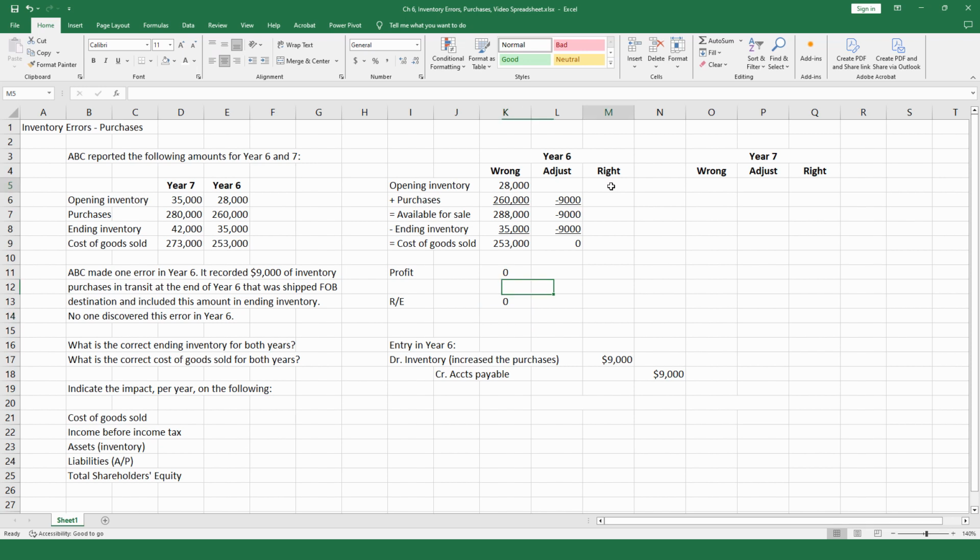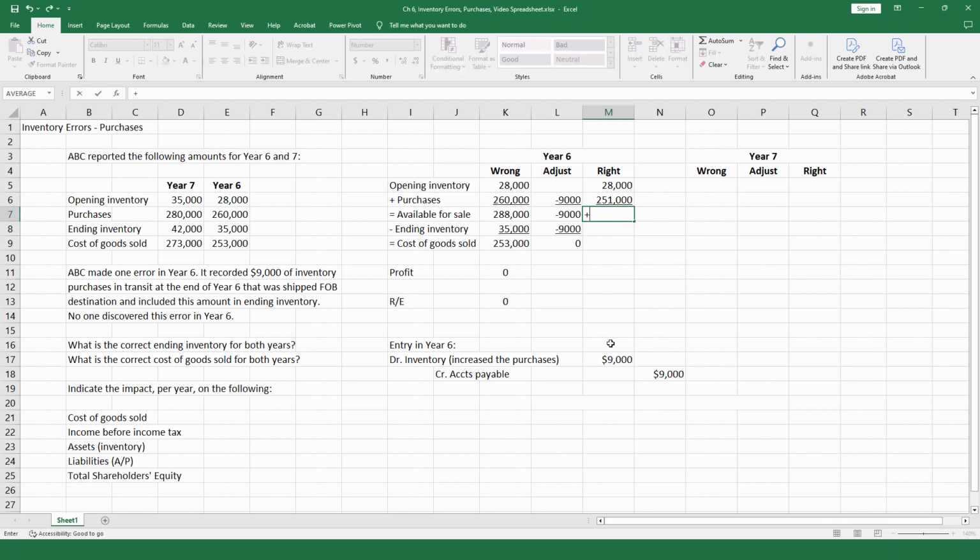Now, we can go over to the correct column and we can simply add across. We're going to take the opening inventory, add in the adjustment. There was no adjustment because there was no error in opening inventory. So that means opening inventory is still $28,000. Purchases, which were $260,000, I'm now going to add in the negative $9,000. So actual purchases should have been $251,000. Available for sale, of course, I'm going to do the same math that I did before. I'm going to take the wrong number, $288,000. I'm going to add in the adjustment, negative $9,000. That means available for sale is $279,000.